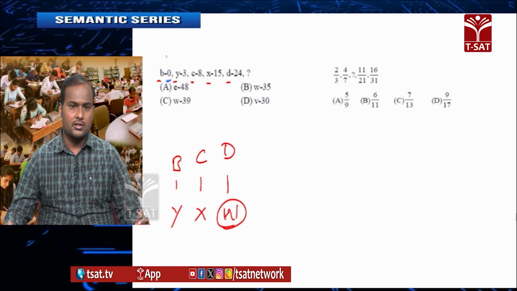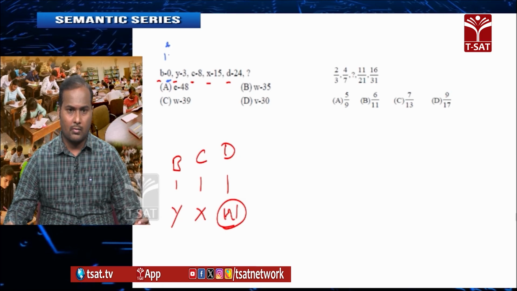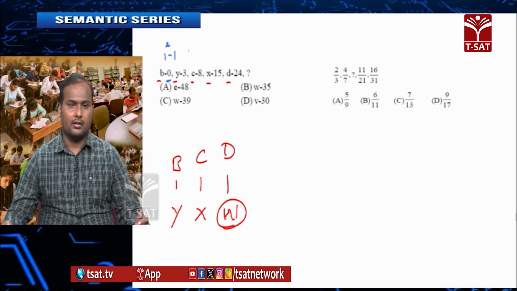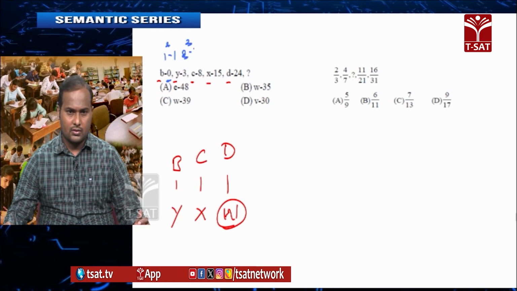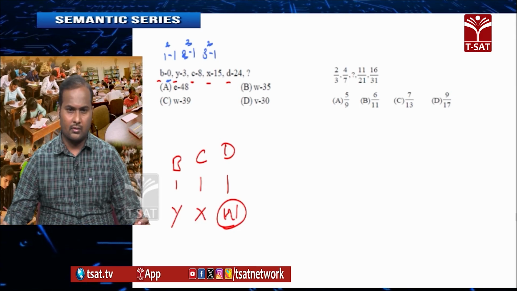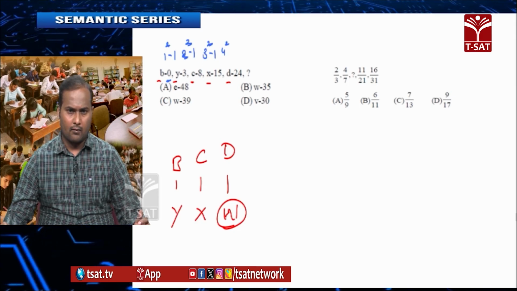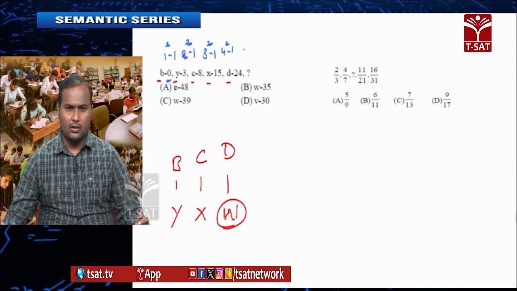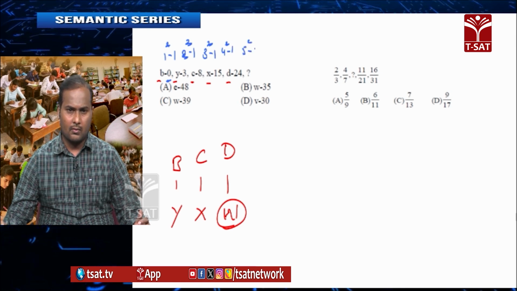So how can I write 0? I can write like 1 square minus 1. How can I write 3? 2 square minus 1. 8, 3 square minus 1. 15, 4 square minus 1. 24, 5 square minus 1.